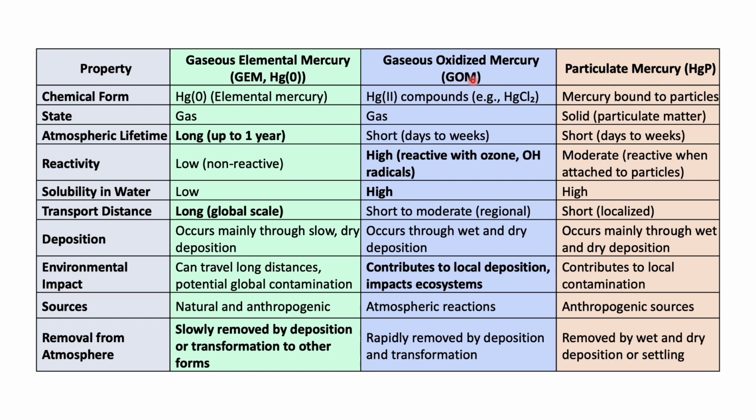In the case of oxidized mercury, it is highly reactive. Even though it stays a shorter duration in the air because it is highly reactive, its solubility in water is also high, so it can be transported to various places very quickly. And this is the most problematic one. This contributes to local deposition and impacts the ecosystem. So the solubilized mercury is the most problematic one, which affects the ecosystem.